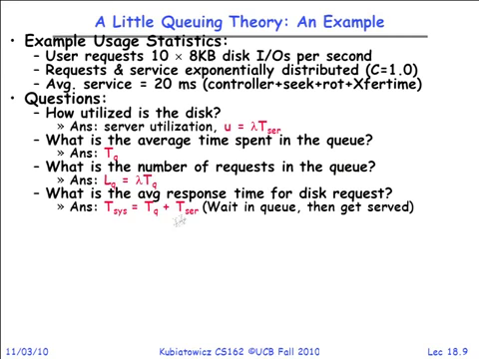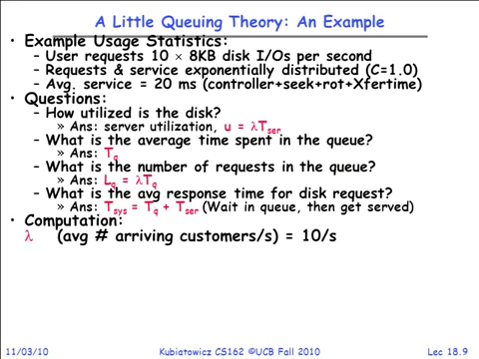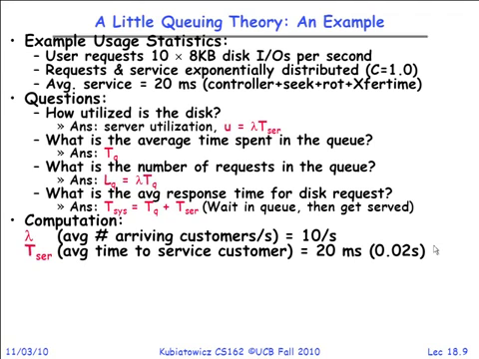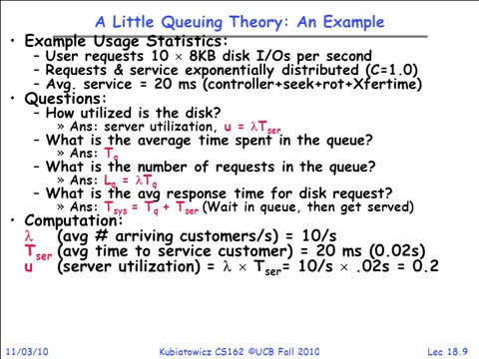Well, lambda, how many customers per second? It's 10 per second. Okay, that's easy, right? What's the service time? Well, it takes 20 milliseconds to serve something, so that's 20 milliseconds. Now, by the way, make sure your units are the same. So 20 milliseconds is really 0.02 seconds. Don't mix milliseconds and seconds, or you're going to get a bad answer. Okay, what's the server utilization? Lambda times T serve. So that's 10 per second times 0.02 seconds is 0.2, which is good because utilization is a unitless number, so there shouldn't be any units in it.